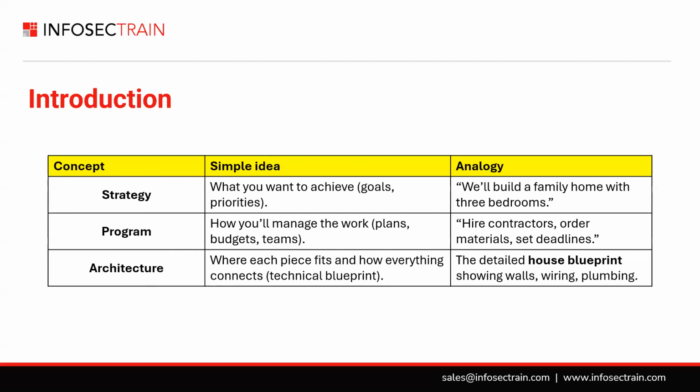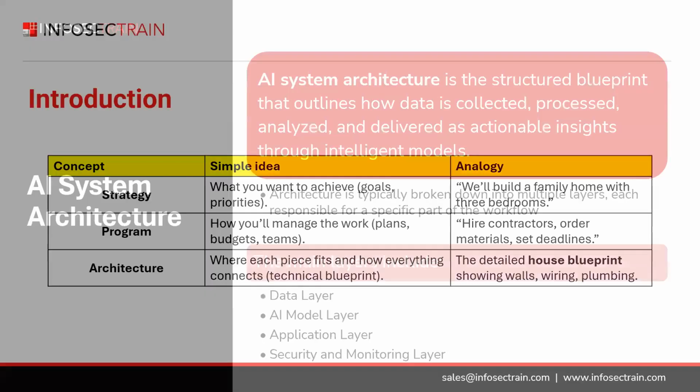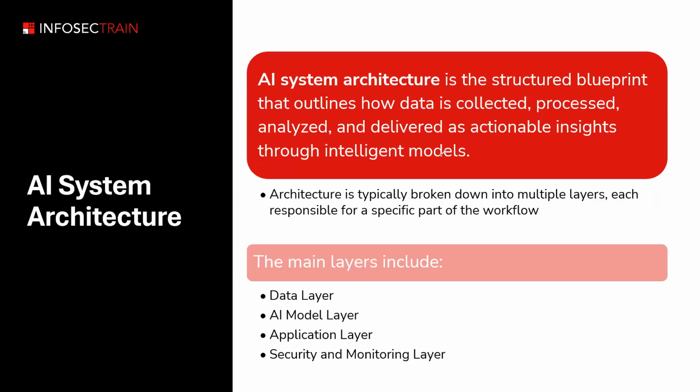Now, enough of this house building. We jump into the actual topic we are here for, which is AI system architecture. AI system architecture is a structural blueprint that outlines how data is collected, processed, analyzed, and delivered in an insightful manner. In the architecture, we organize the entire AI architecture into 4 layers: first is the data layer, second is the model layer, then the application layer, and the security and monitoring layer.